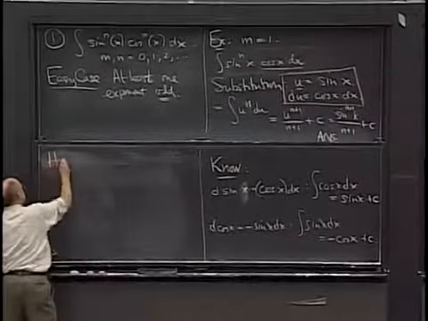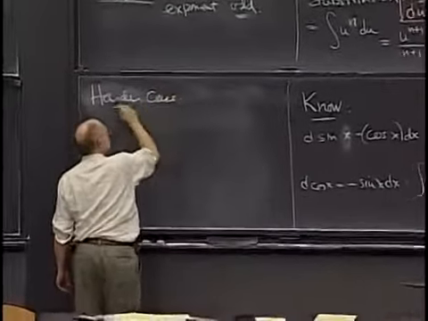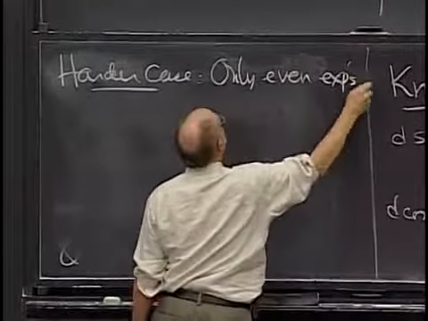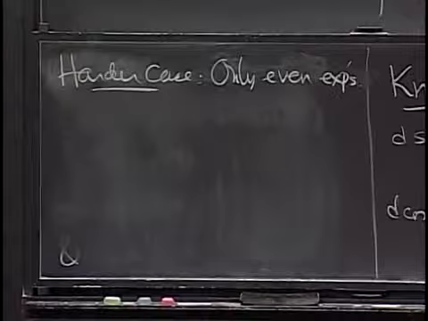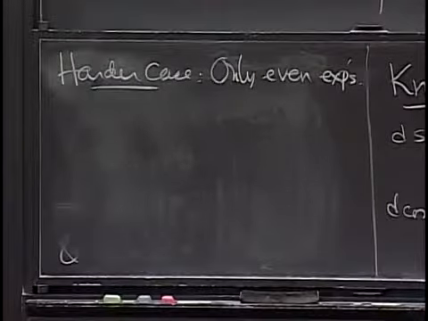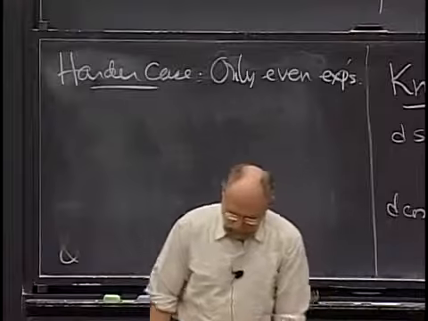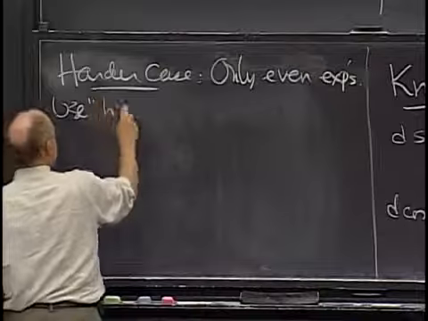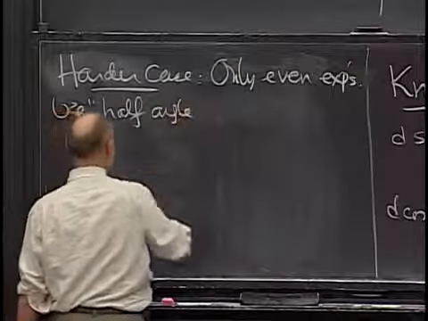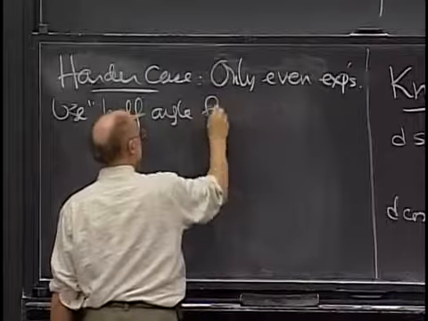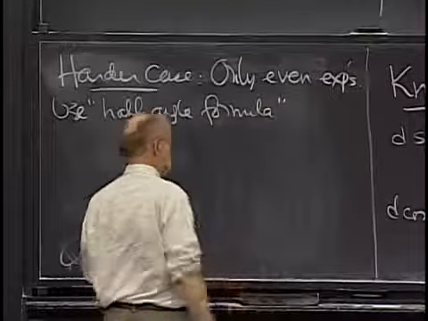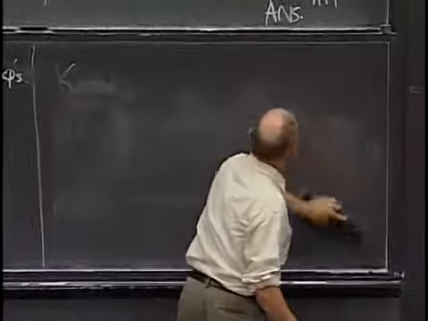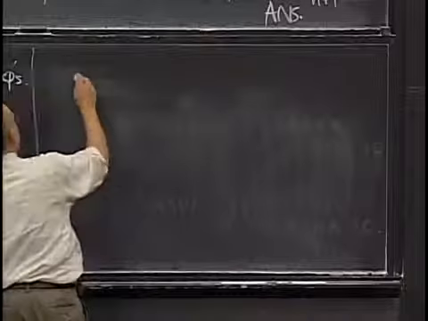So the harder case is when they're only even exponents. I'm still trying to integrate the same form, but now all the exponents are even, so we have to play some other game. And here the game is to use the half-angle formulas, which I've just erased very sadly on the board here. Maybe I'll rewrite them over here so we have them on the board. I think I remember what they were.